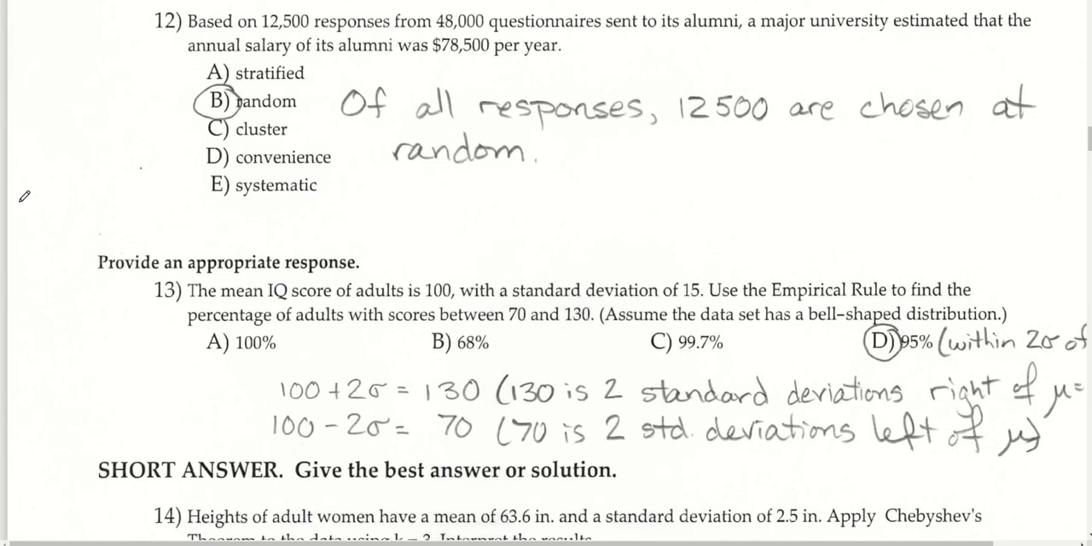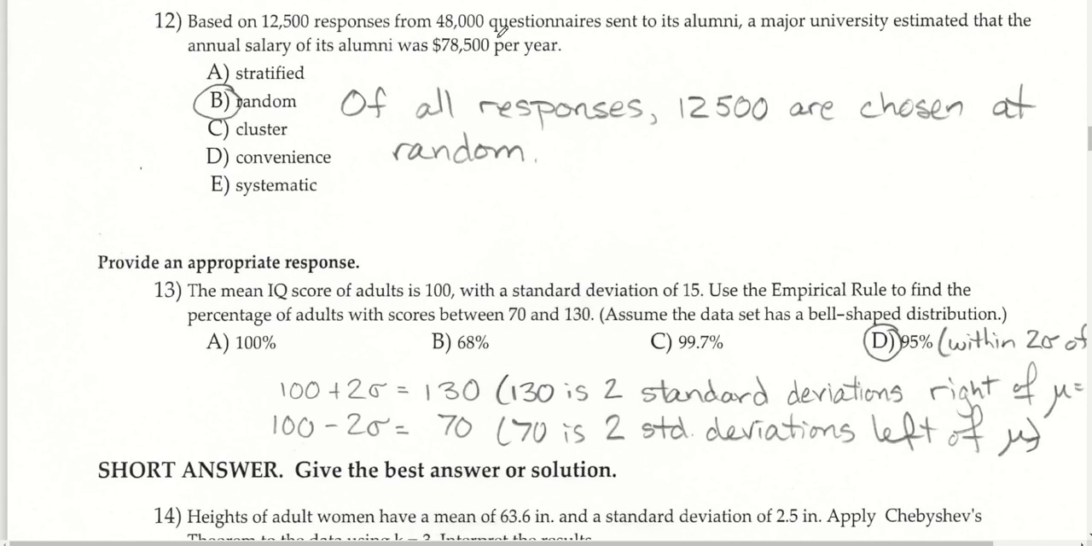Question 12 says, based on 12,500 responses from 48,000 questionnaires sent to its alumni, a major university estimated that the annual salary of its alumni was $78,500. So here we have some responses from some questionnaires that were sent out. We sent out 48,000 questionnaires and received 12,500 responses, and we want to determine what type of sampling this is. Again, this is one where I really believe the wording of the question could have been a little more clear.